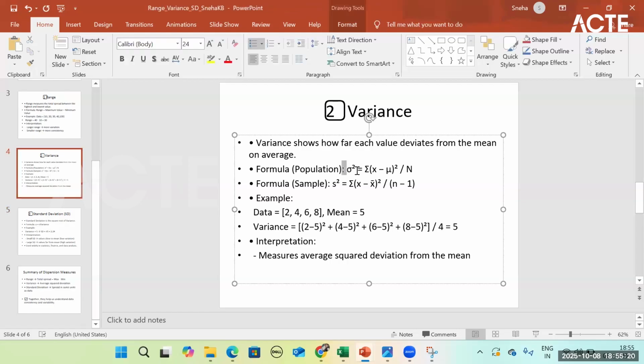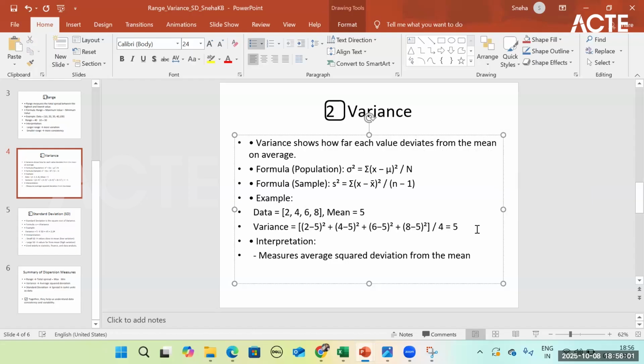Variance is represented with this symbol. How do we calculate it? For example, this is my data and the arithmetic mean of the data is 5. We take each and every value: 2 minus 5 squared, 4 minus 5 squared, 6 minus 5 squared, 8 minus 5 squared, divided by the number of values, and the variance will become 5.